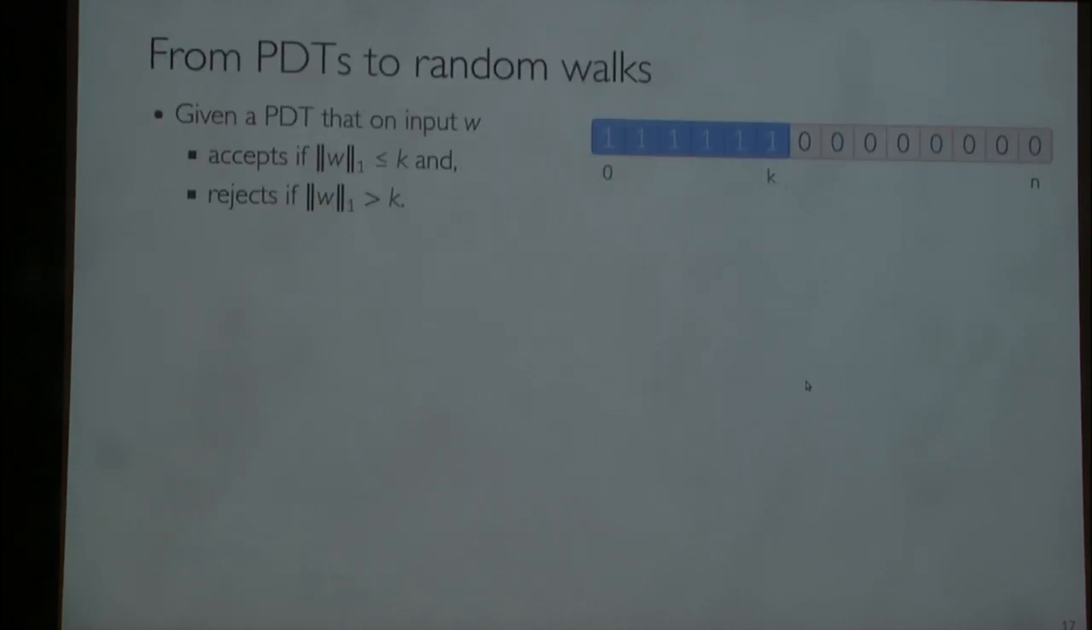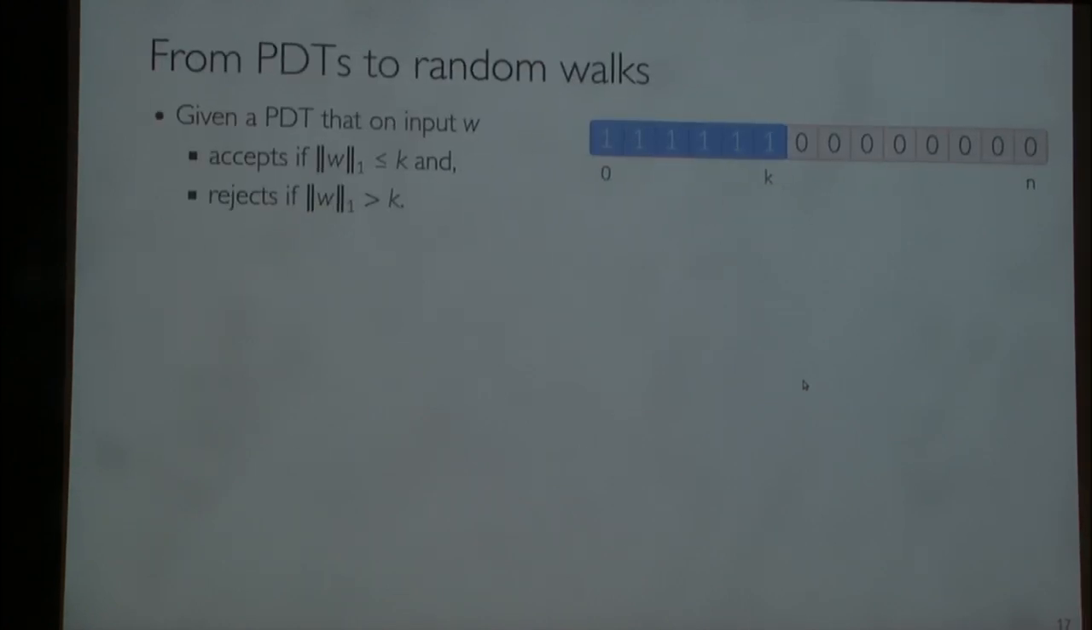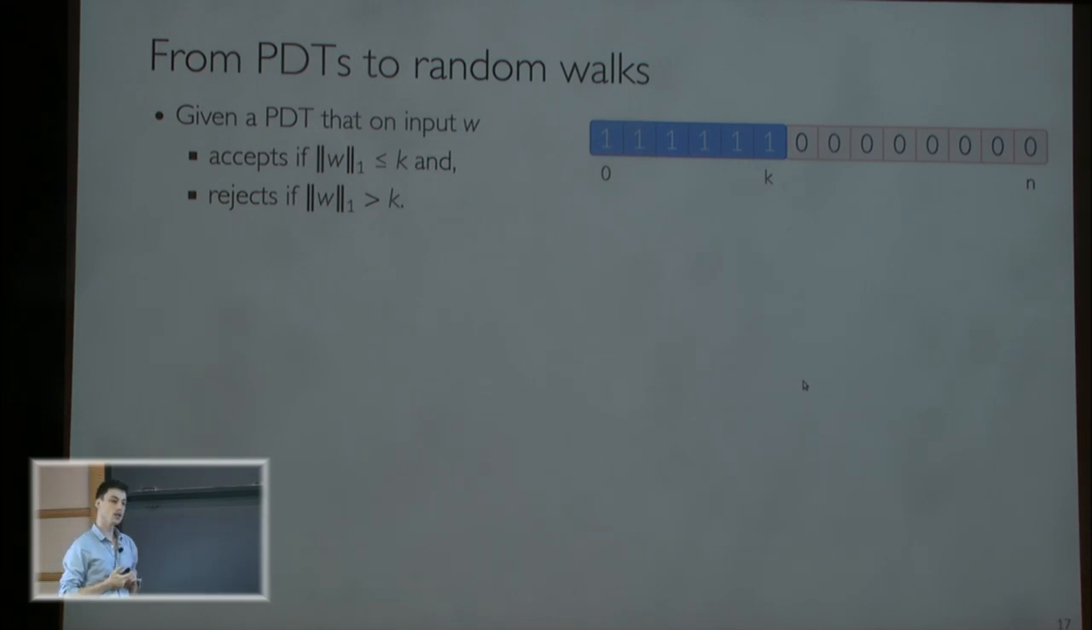Okay, so now suppose that we have a parity decision tree that accepts low Hamming weight strings W and rejects the high Hamming weight. So for a weight between 0 and n, this is the response. And we are now going to talk just about parity decision trees, so just queries which are linear functions of W.